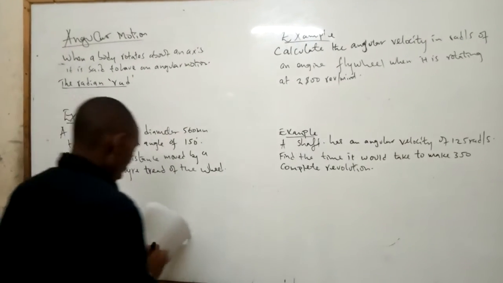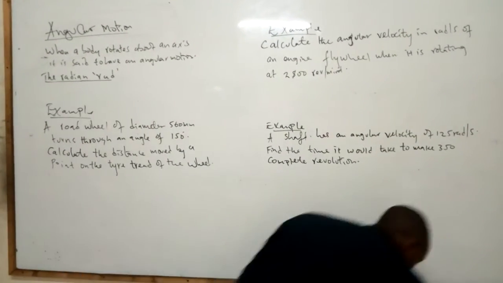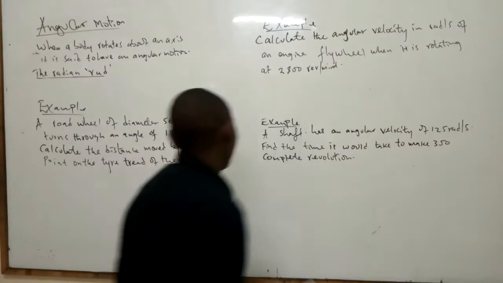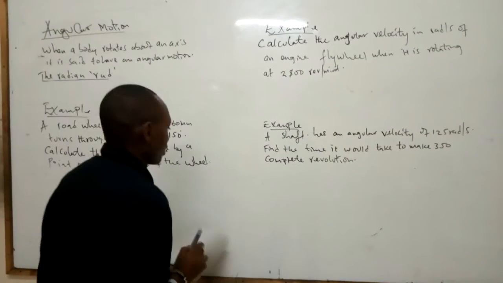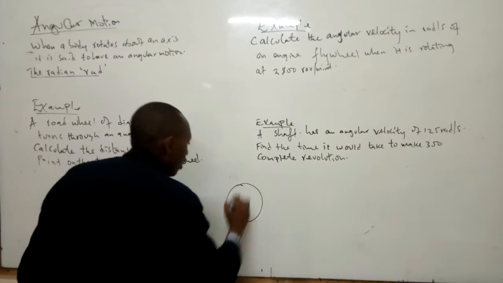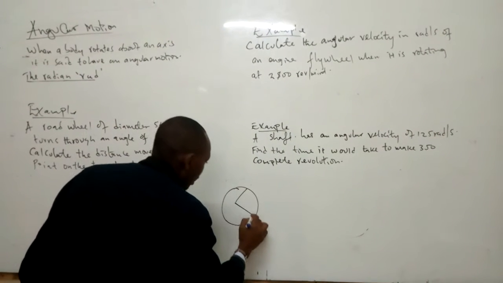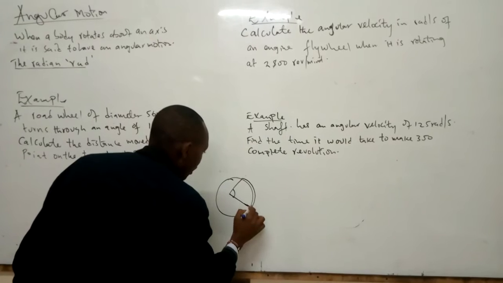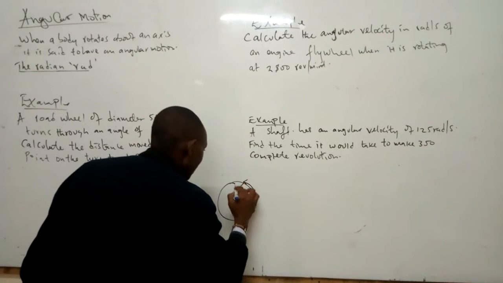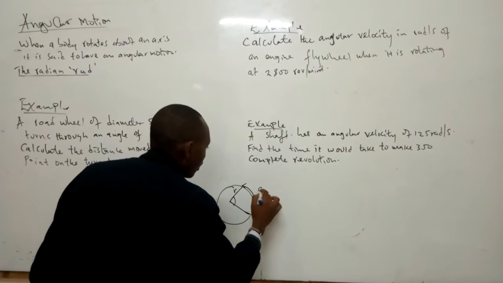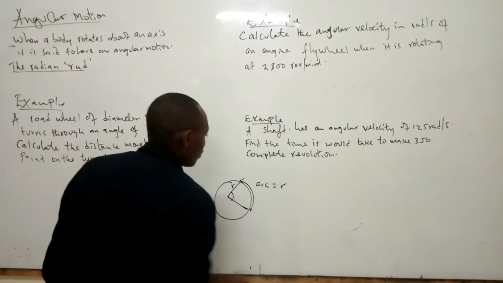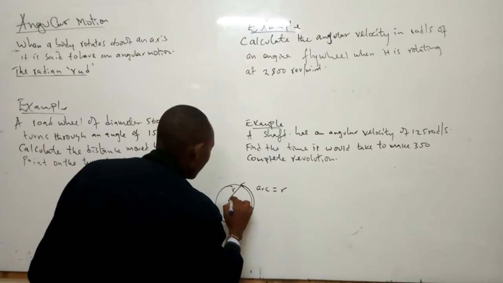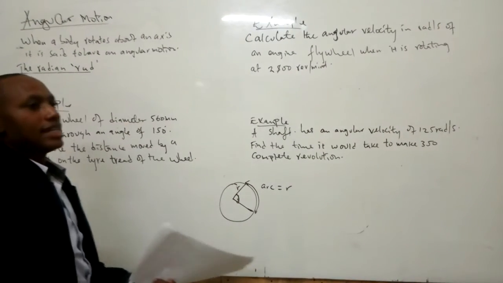So if you have a circle and an angle theta, and the arc length is equal to the radius of the circle, then the angle subtended is one radian.